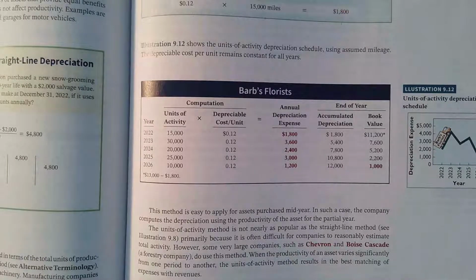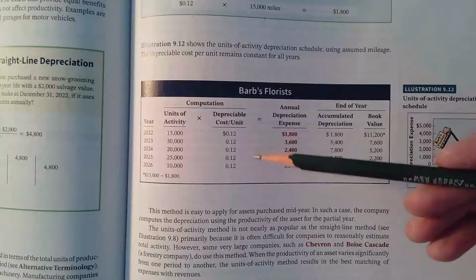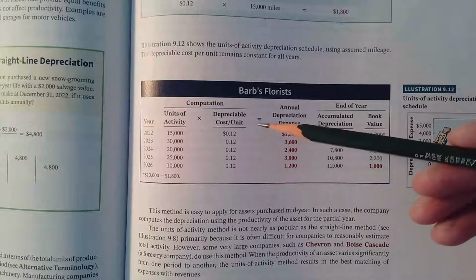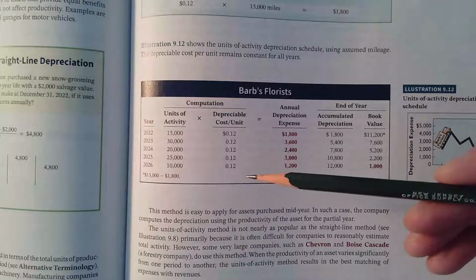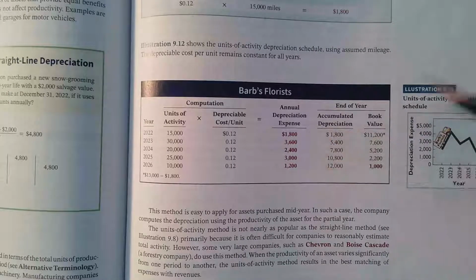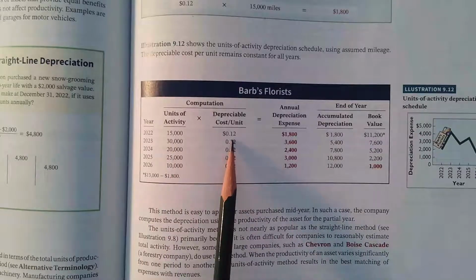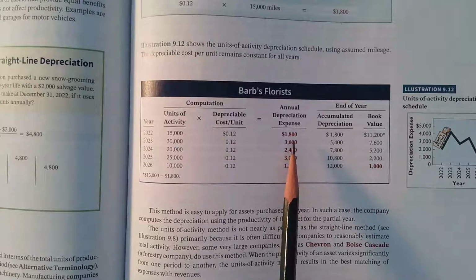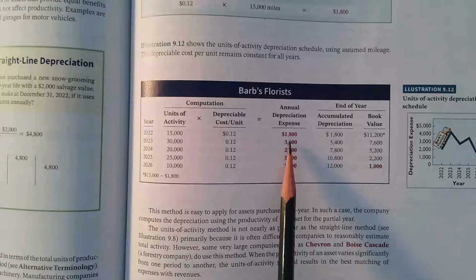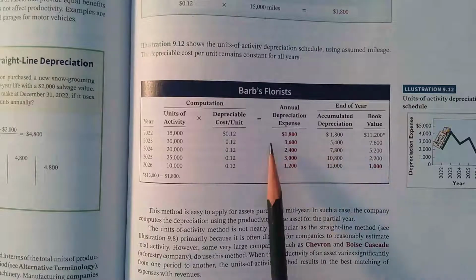So the miles change every year. What doesn't change is how much you depreciate per mile. And again, I just showed you that calculation. How we calculate this column here is, again, take the miles driven in the year times the rate, in this case 12 cents a mile, and there becomes your depreciation expense. Again, in the first year, whatever you have here for annual depreciation is going to be the same as accumulated depreciation. So notice that they're the same.